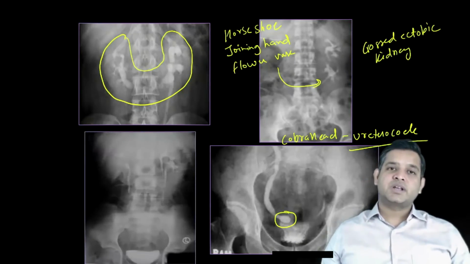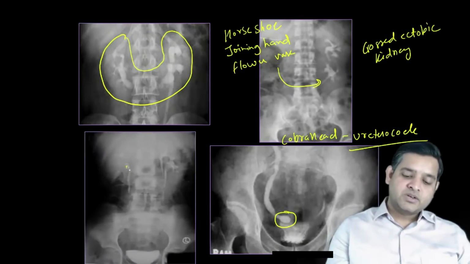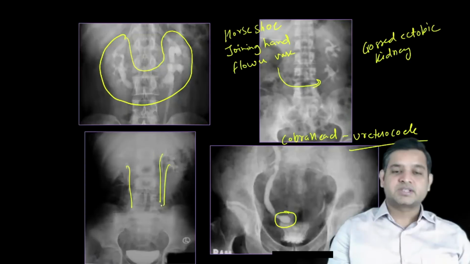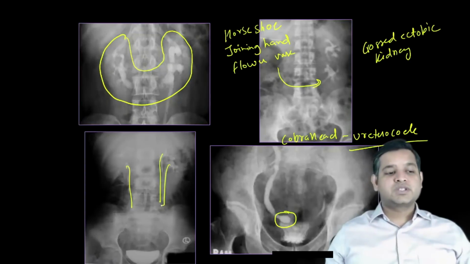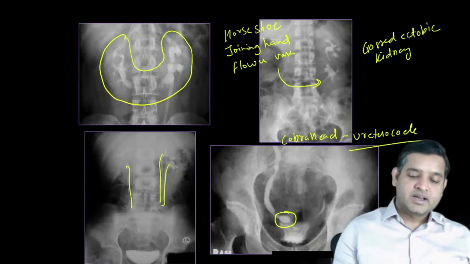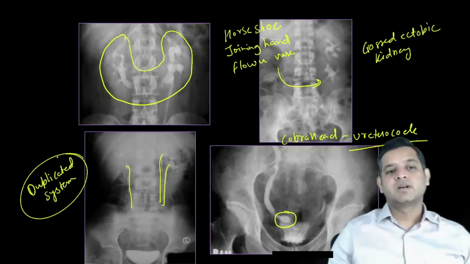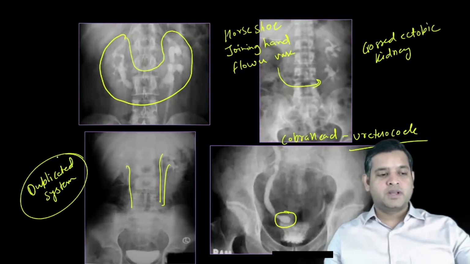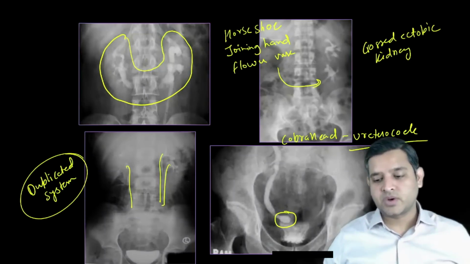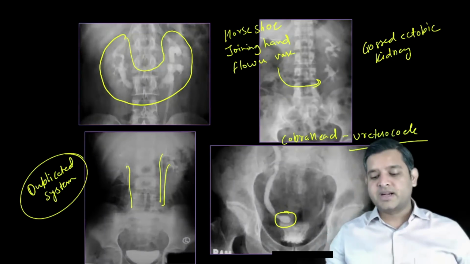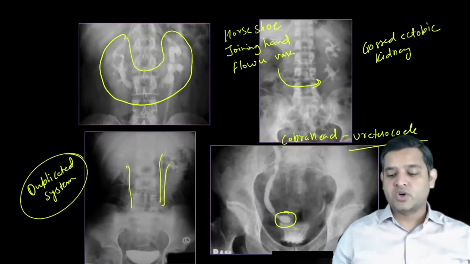And what do we see here? In this case, I am seeing one ureter on this side and two ureters on the other side. So if I am seeing two ureters on one side and one ureter on the other side, this is a duplicated system. Okay. So crossed ectopic kidney, duplicated system, ureterocele and horseshoe kidney.